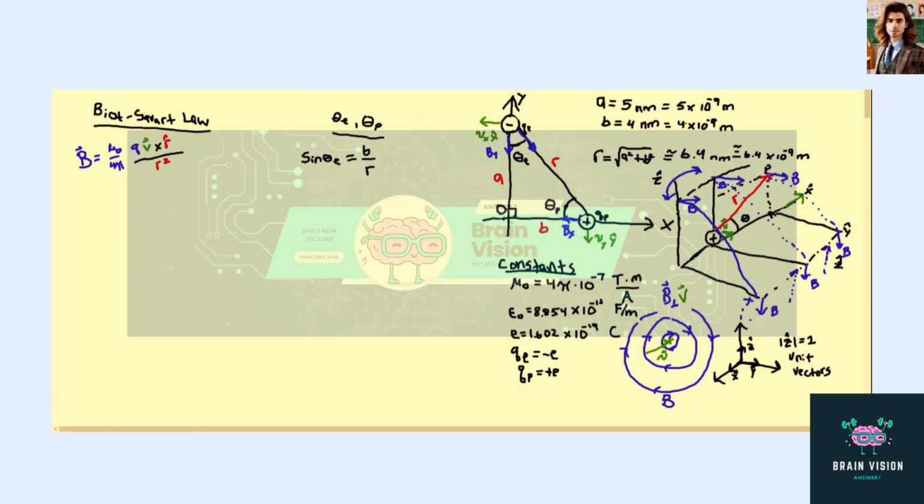And we have the distance between the origin point and the electron as A, and the distance between the origin point and the proton as B. A is equal to 5 nanometers, 5 times 10 to the minus 9 meters. B is 4 times 10 to the minus 9 meters. We can solve for R, the distance between the electron and the proton, as that hypotenuse, which is equal to the square root of A squared plus B squared, which is 6.4 times 10 to the minus 9 meters.